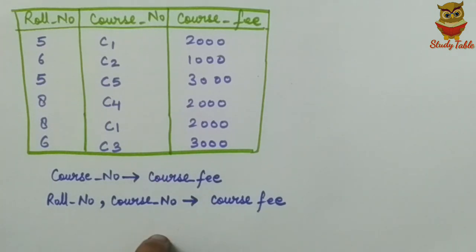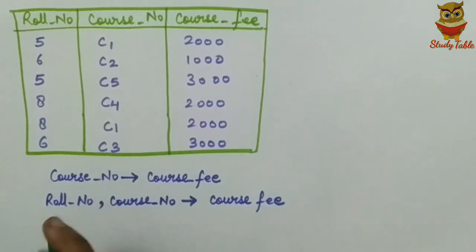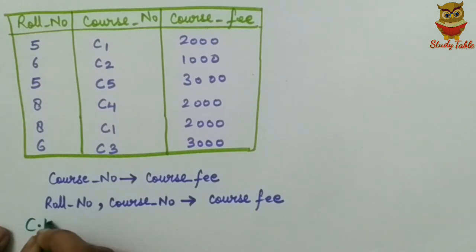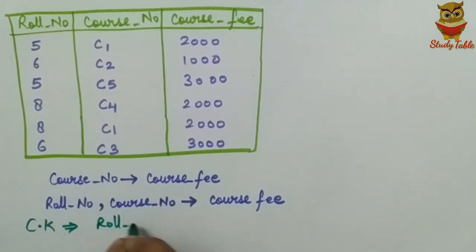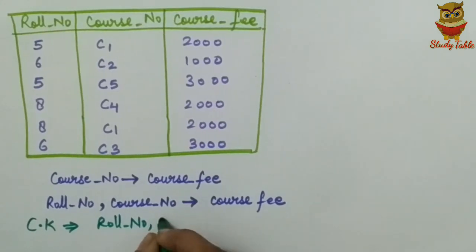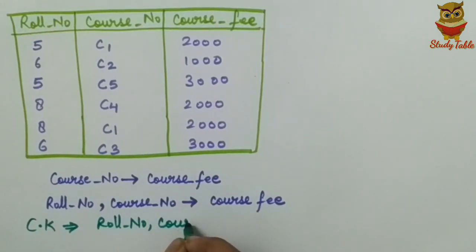After getting the functional dependencies, our first step is to find the candidate key. Our candidate key for this relation will be roll number and course number.